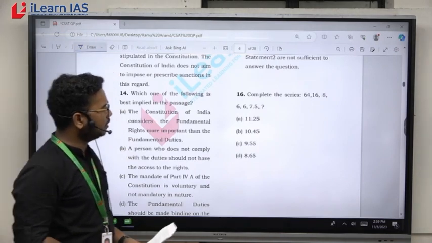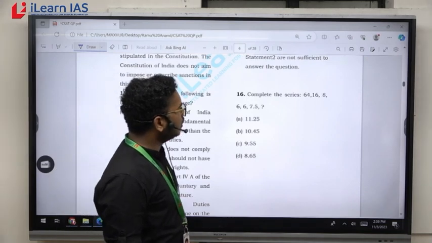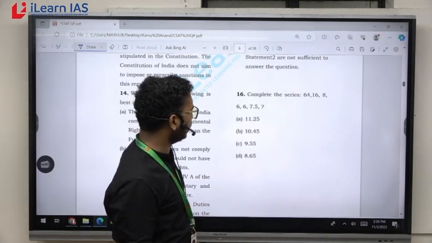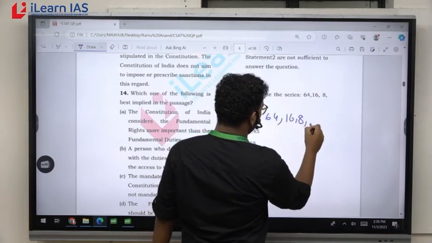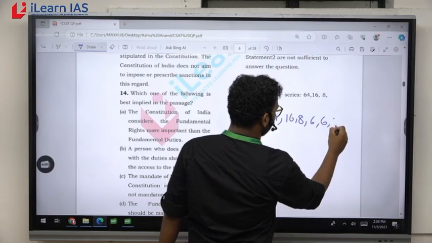Complete the sequence: 64, 16, 8, 6, 7.5, dash.